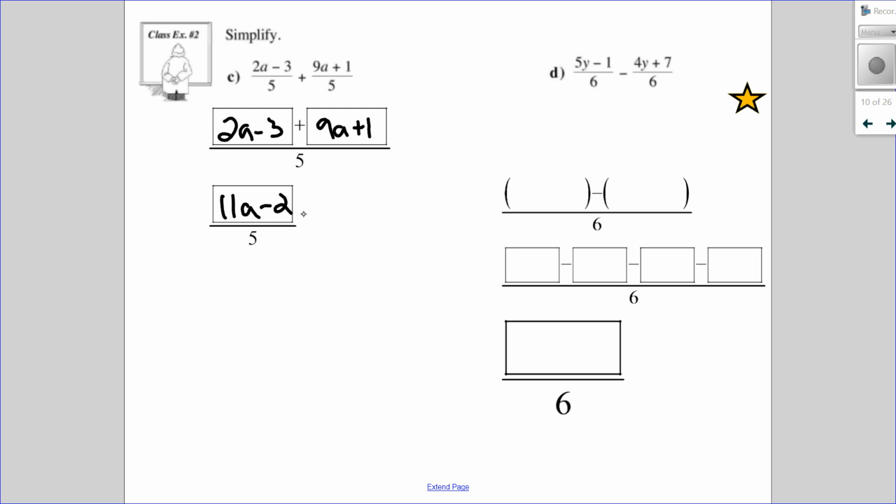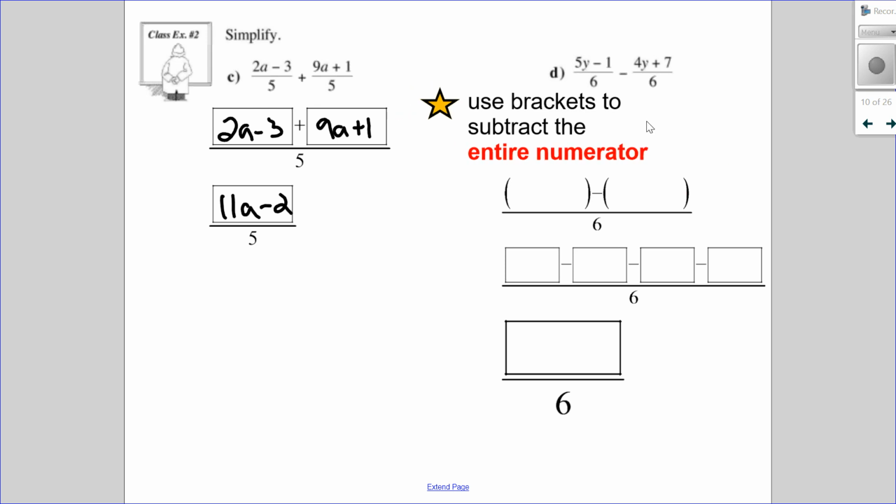Okay, and the next one I'm subtracting. Now when I'm subtracting and I have a binomial numerator, I have to be super careful, and I want to use brackets to subtract the entire numerator. So we're going to place brackets around that because I'm not just subtracting the 4y, I'm also subtracting the 7. So this becomes 5y take away 1, and then take away a 4y and take away a 7.